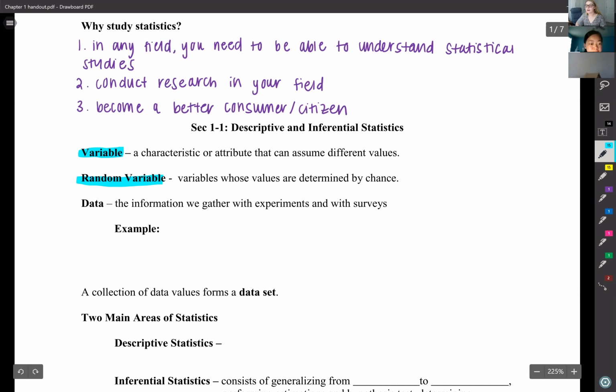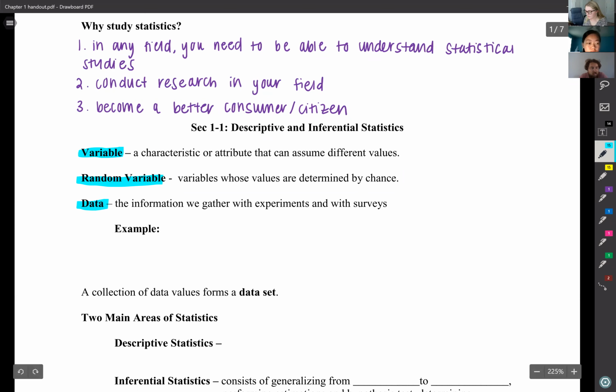The next definition is going to be a random variable. And this one's a little different. It's variables that are determined by chance. So some examples of maybe a random variable would be a coin toss. So if you toss a coin, whether you get heads or tails is determined by chance. Another example maybe is the number of children in a family. That's also just determined by chance, how many there are. So that's an example of a random variable. We'll probably get more into those later, but just knowing those definitions is good for now.